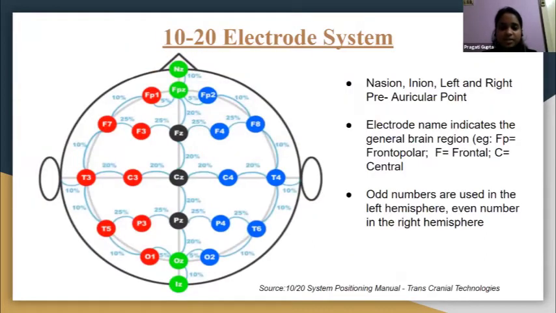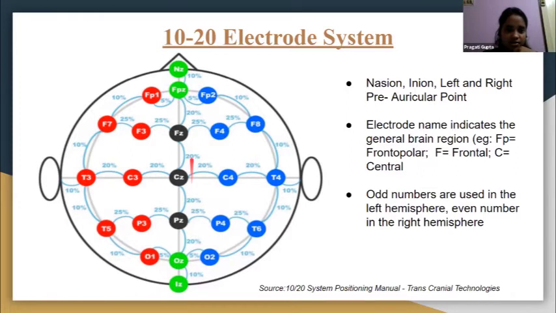And this is a short explanation of how we place those electrodes. Most of the EEG systems already have these electrodes placed on the cap. These placements are defined internationally, so that it's easy for comparison. So these are placements of different electrodes.